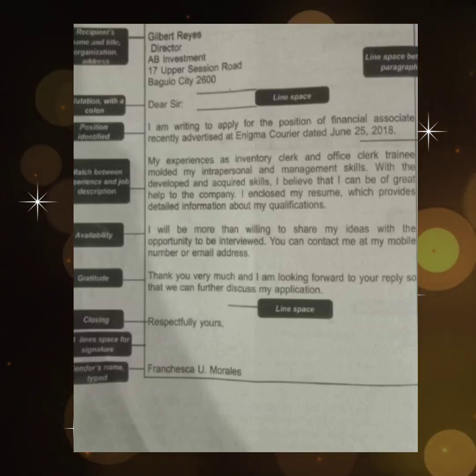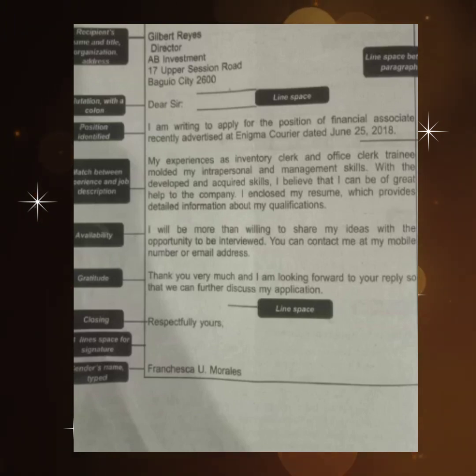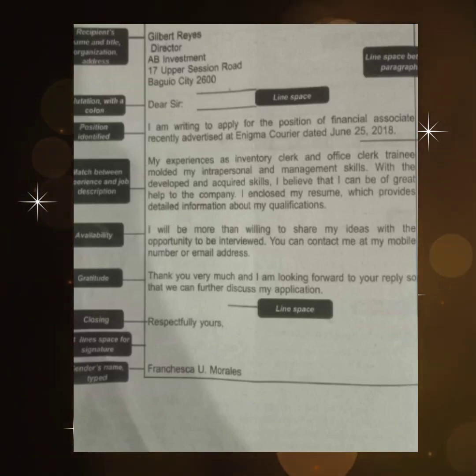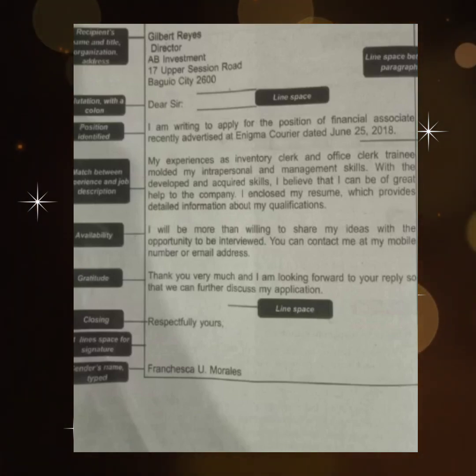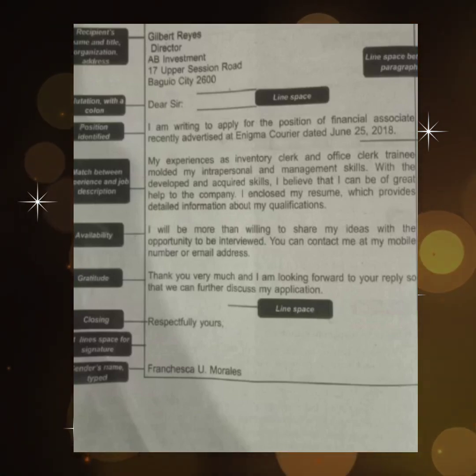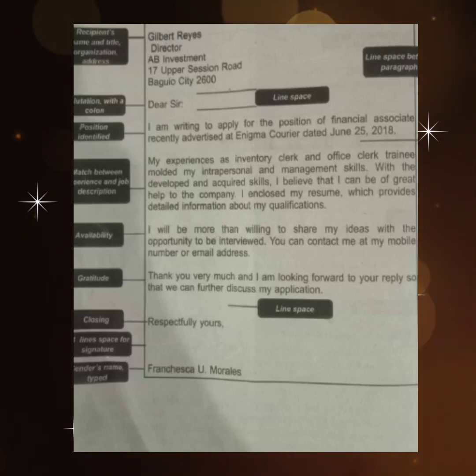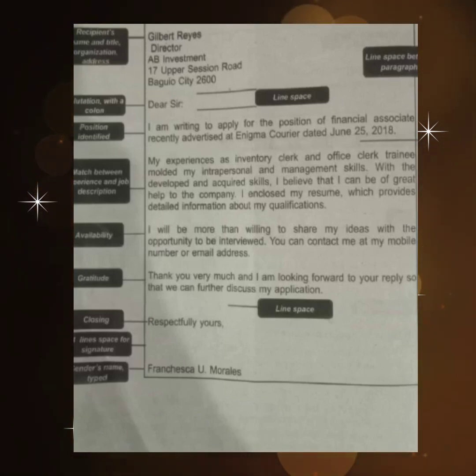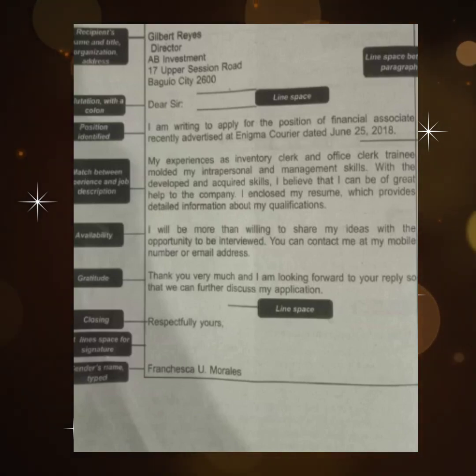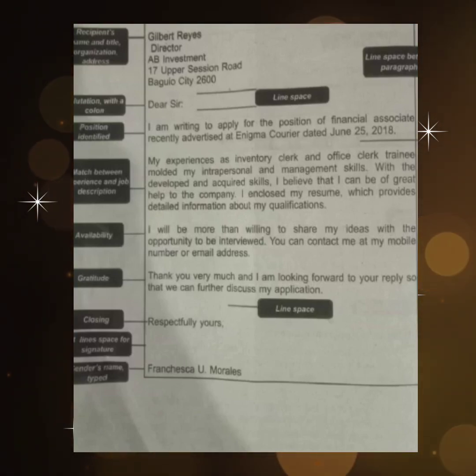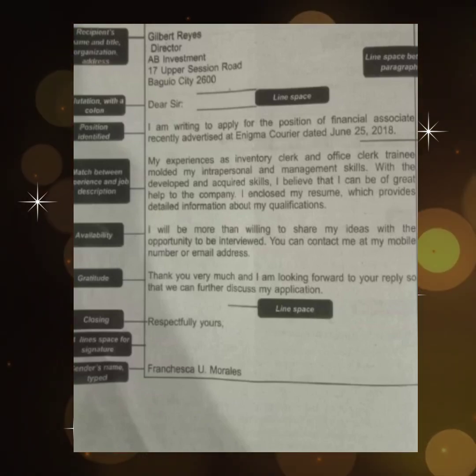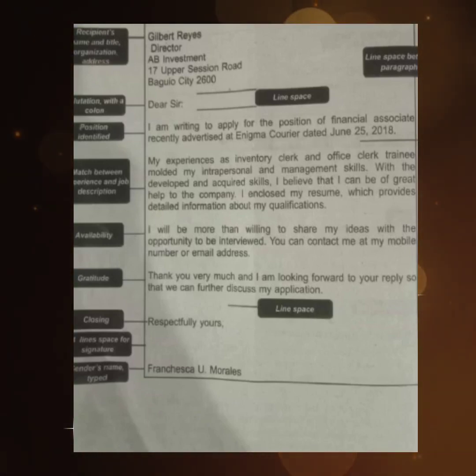Avoidance of generic statements: the applicant avoids generic phrases and instead focuses on how their acquired skills can directly contribute to the company, making the application more targeted and relevant. By maintaining this focus throughout the application letter, the applicant effectively showcases their qualifications and suitability for the financial associate position, increasing the likelihood of capturing the employer's attention and standing out among other applicants.